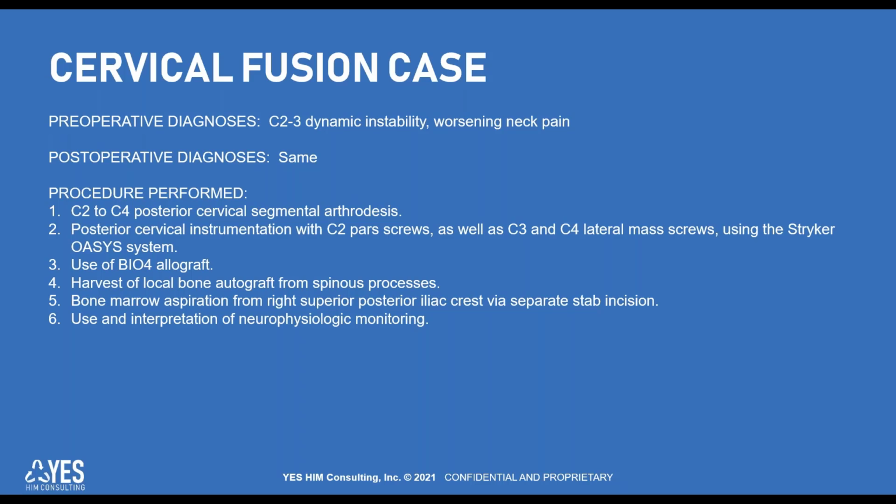Posterior cervical instrumentation with C2 par screws as well as C3 and C4 lateral mass screws using the Stryker Oasis system. Use of allograft, use of autograft, use of bone marrow aspiration from the hip, like we talked about before, and then the use and interpretation of neurophysiologic monitoring.